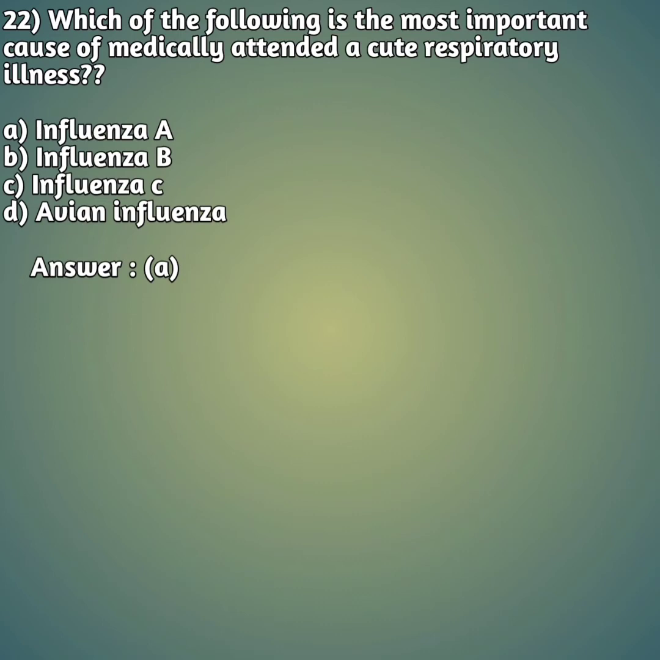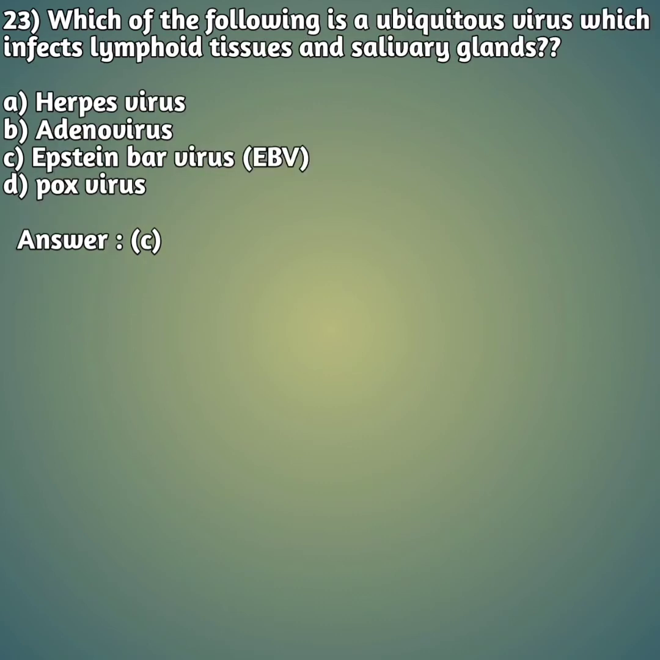Moving on to our 23rd question, which of the following is a ubiquitous virus which infects lymphoid tissue and salivary glands? Option A herpes virus, option B adenovirus, option C Epstein-Barr virus and option D pox virus. So your right answer is Epstein-Barr virus, that is EBV.